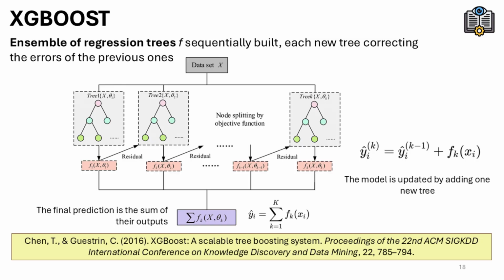As you see in the diagram, we start with tree 1. It makes an initial prediction, but it won't be perfect. It leaves behind a residual, which is just a fancy word for the error. Instead of starting from scratch, tree 2 is specifically trained to predict those errors from the first tree.